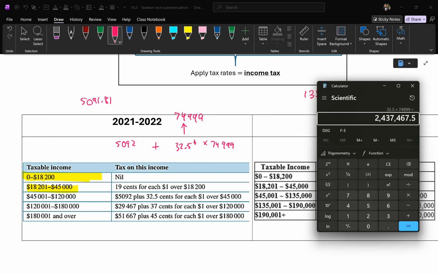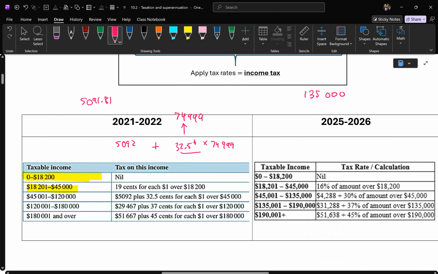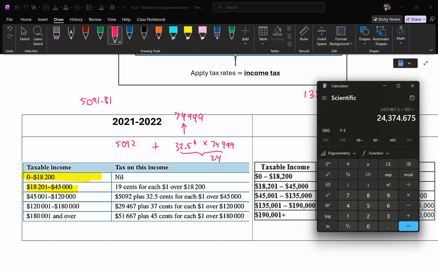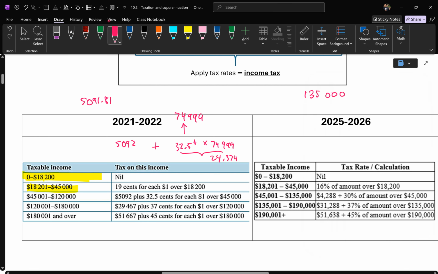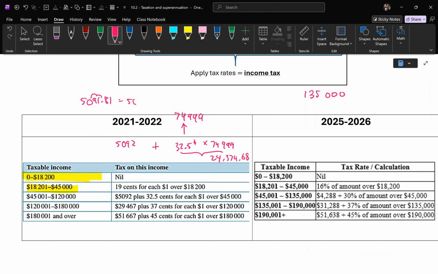Oh yeah, this is cents, so you've got to divide it by 100. I probably forgot to divide the other one by 100 too, because that was 19 cents before. So that's $24,374.6768. This one should have been $50 then. So $50.92. Okay, so for the first bracket, because I earned more than 45,000, I paid $50.92.